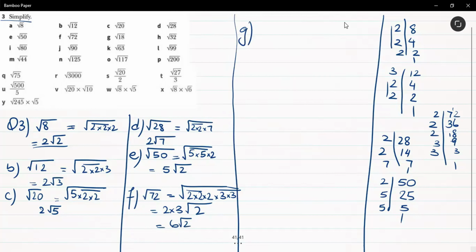part G, we have under root 18. Before we solve this up, I would like to erase these LCM values.